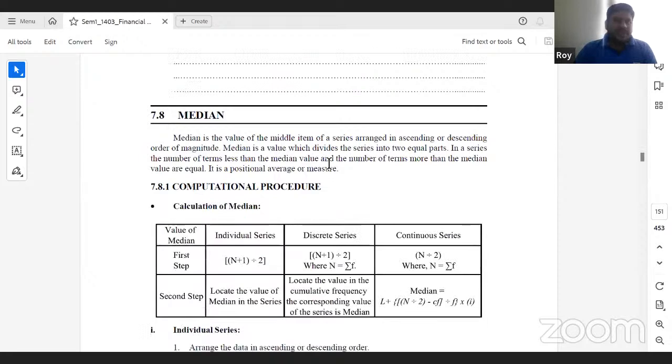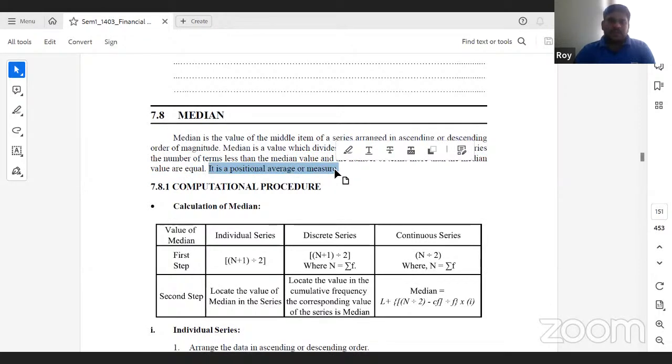Now coming to the median. The median is the value of the middle item of a series arranged in ascending or descending order. When we arrange the values in ascending or descending order, the mid value is considered the median value. It divides the series into two equal parts. The number of terms less than the median value and the number of terms more than the median value are equal. It is a positional average or measure.